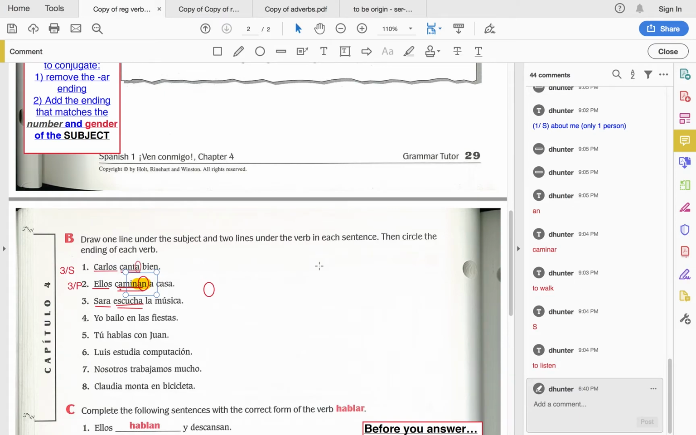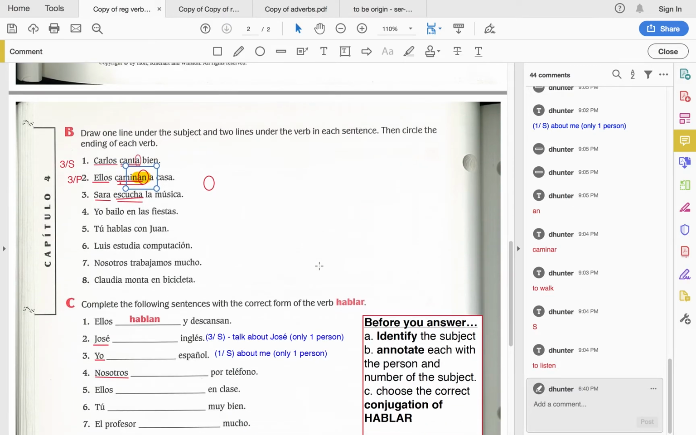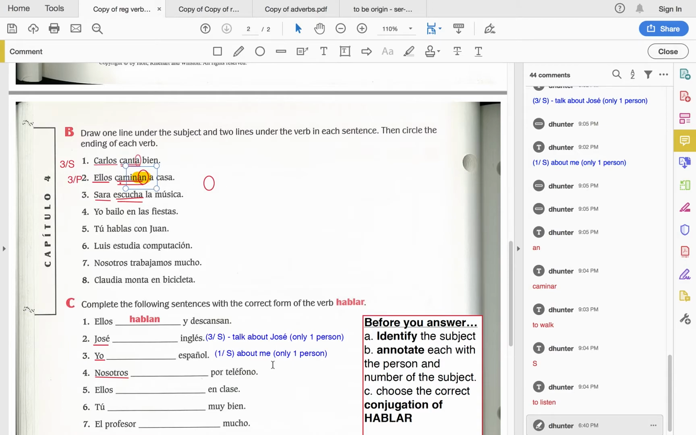Bien. As you do each example here, make sure you're underlining the subject and double underlining the verb. Follow the directions as they're given. If you'd like to continue annotation, you may. It'll be required in the next setup.